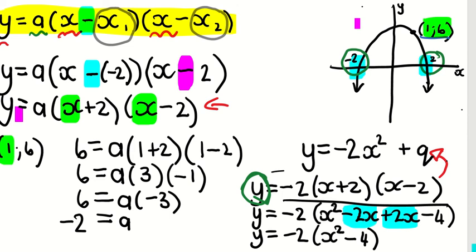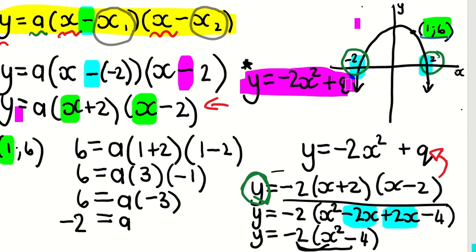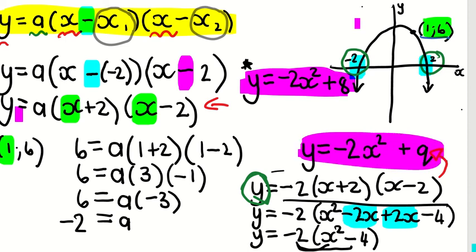Last step is to multiply in that minus 2. Ek gaan net die vergelyking dan nou hier randomly bo skryf. Dan het ons y is gelyk aan minus 2x kwadraat minus 2 times minus 4 gives you what? So this is my final equation. And this is in this format. So now I solved my value for Q.